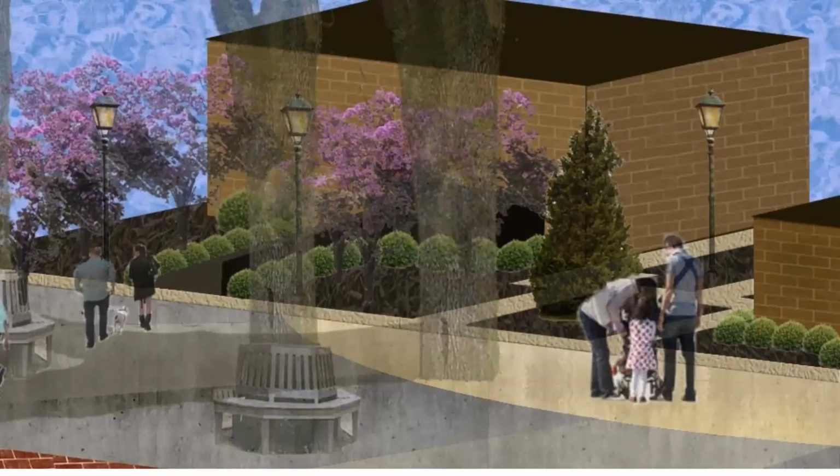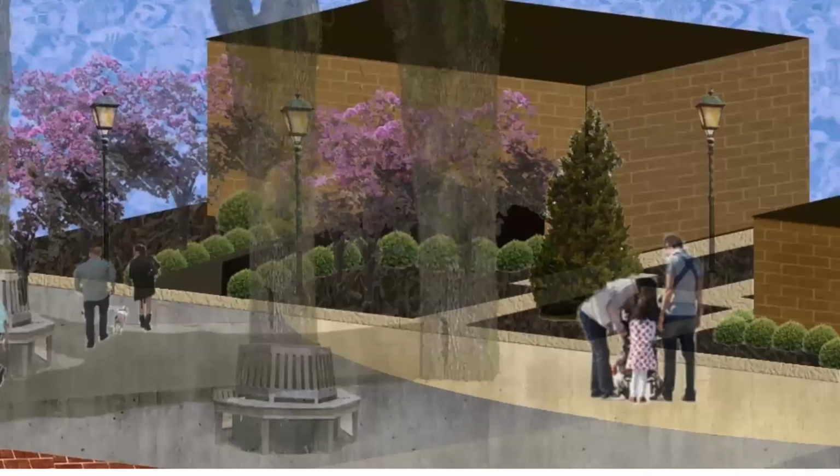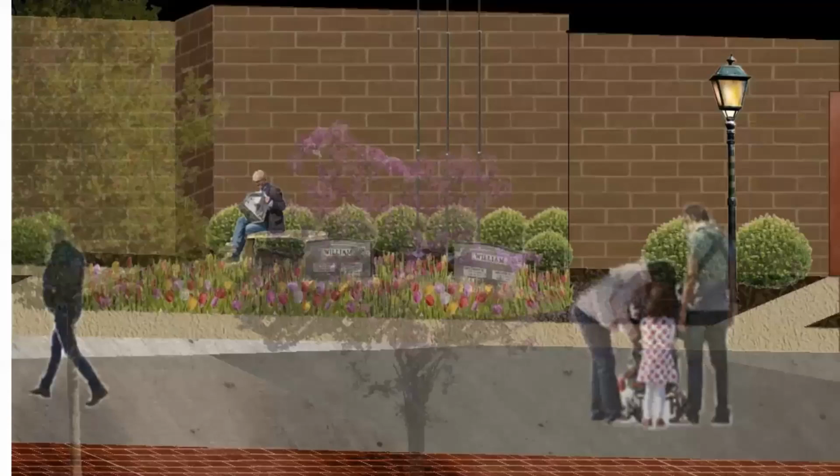This is the view of this side. It's a ramp, and the trees have little seats around them, so you can still sit down. And this is the flower walk on the right side, and you have the two memorials.